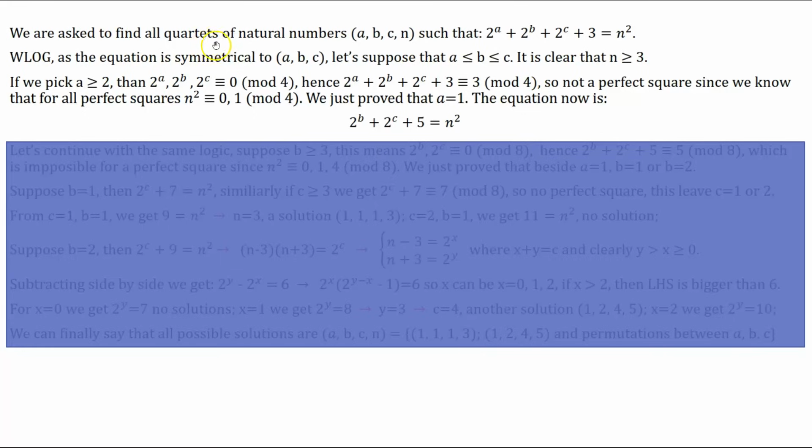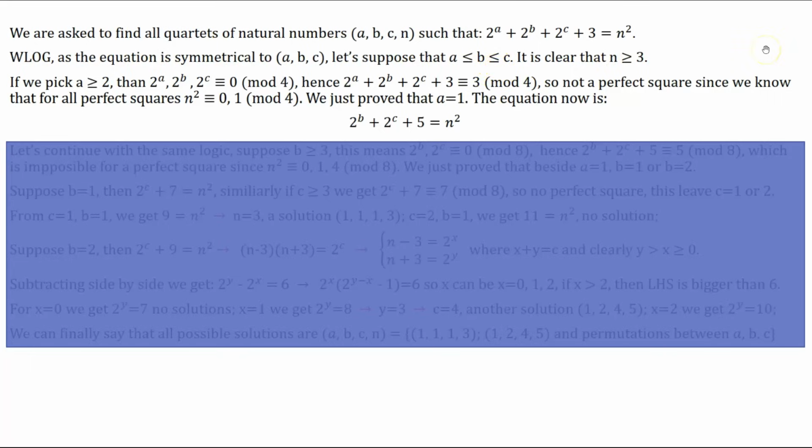So we are asked to find all quartets of natural numbers a, b, c, n such that they fulfill this equation over here. Now, the first thing we can do is to make some restraints about the numbers in this equation, and without loss of generality, given that the equation is symmetrical in a, b, c on the left hand side, let's suppose that a is smaller or equal to b, smaller or equal to c.